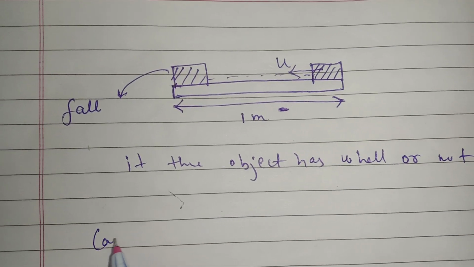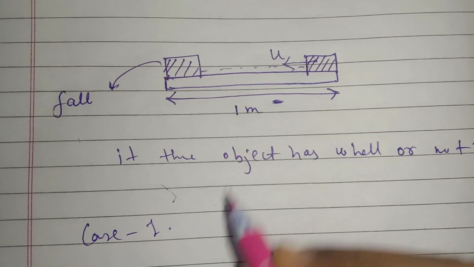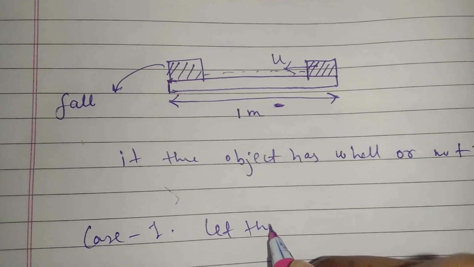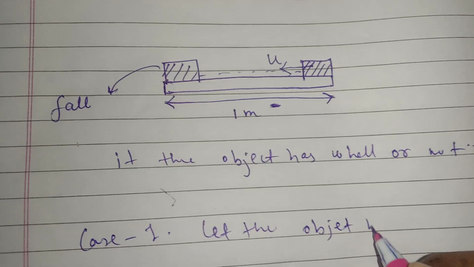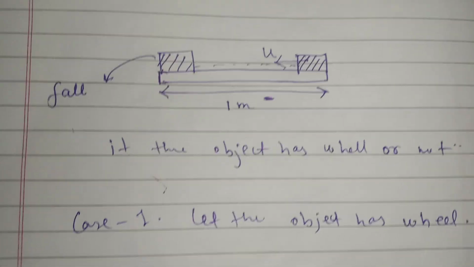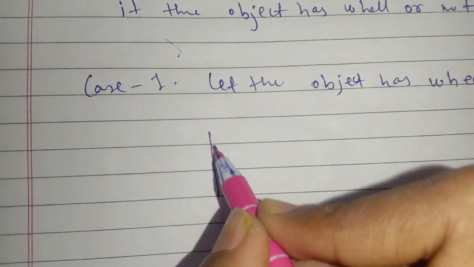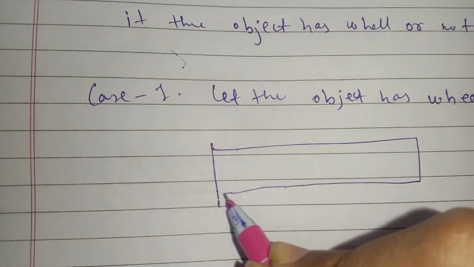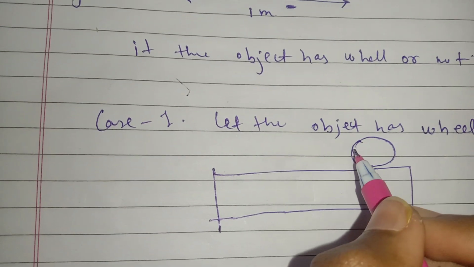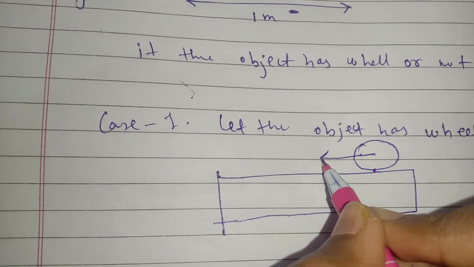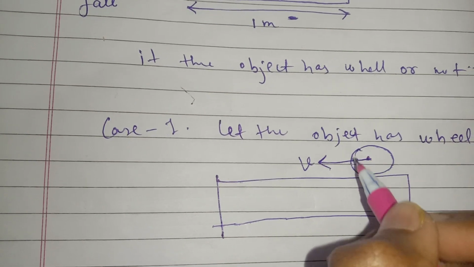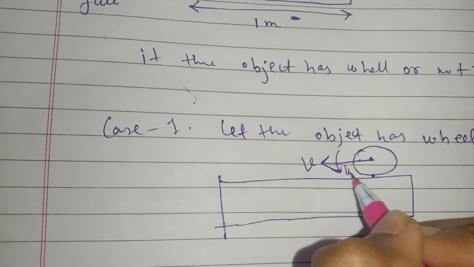Here we will take case one, that is, we will assume that the object has wheel. Then we will see that there is a table and there is a particle object, and its center of mass is moving with velocity v, and the body is rotating with angular velocity omega.